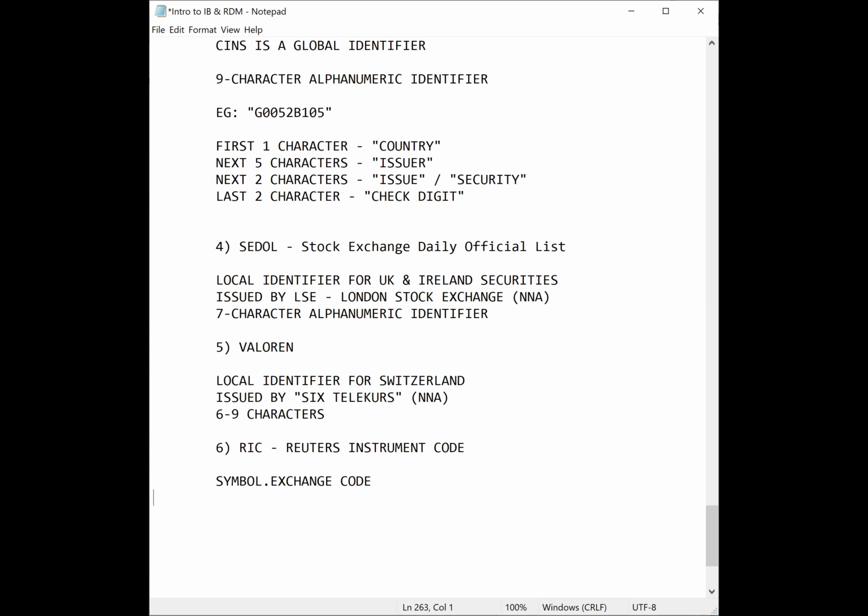For example, for Microsoft of US, the Reuters RIC code is MSFT.OQ. So MSFT is the symbol and OQ is the exchange code, which tells on which exchange we are talking about. So it is for NASDAQ.